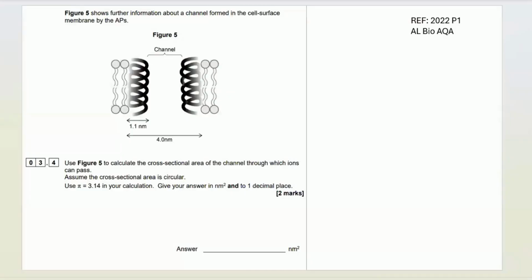Right, figure 5 shows further information about a channel formed in the cell surface membrane of the APs. Okay, we don't need to know all the bluff about the question. Let's get into the maths.